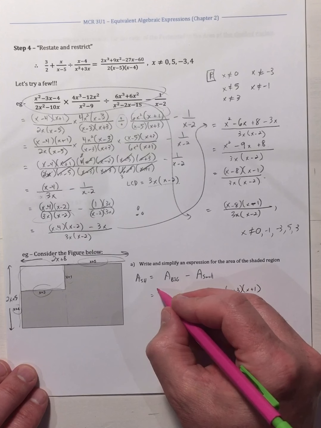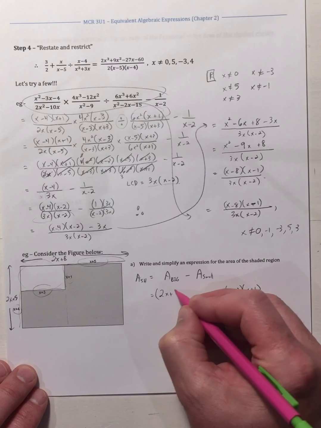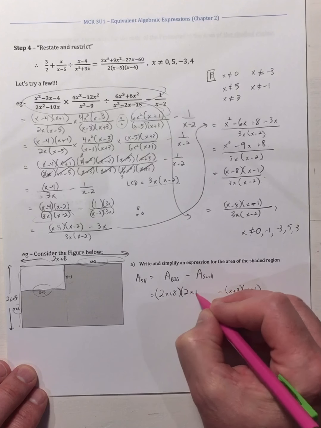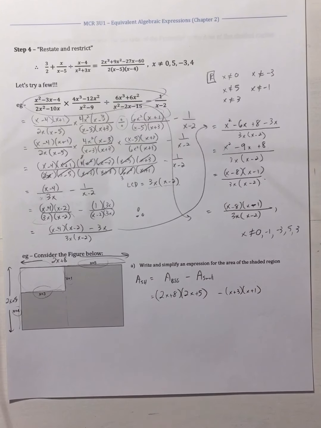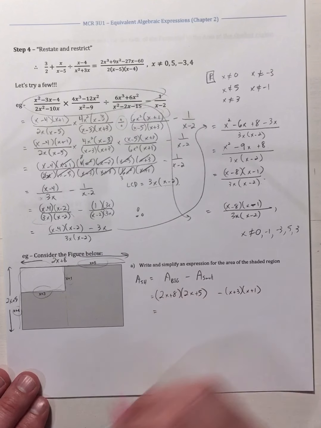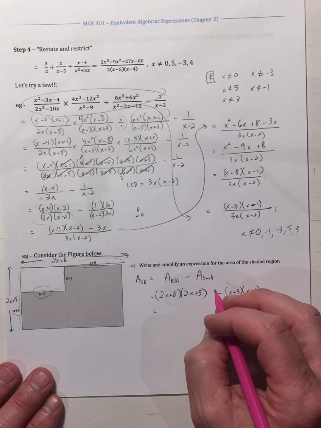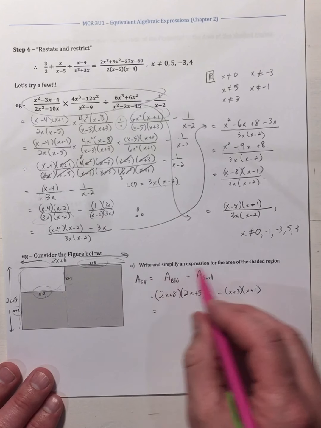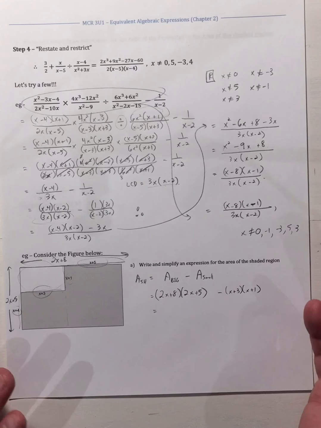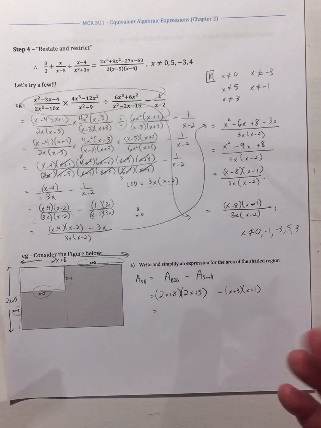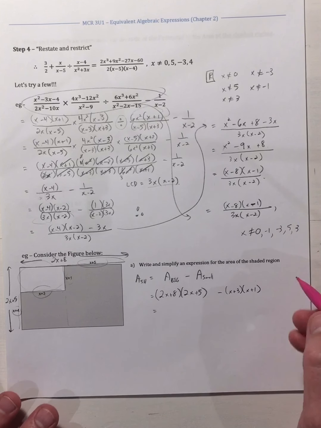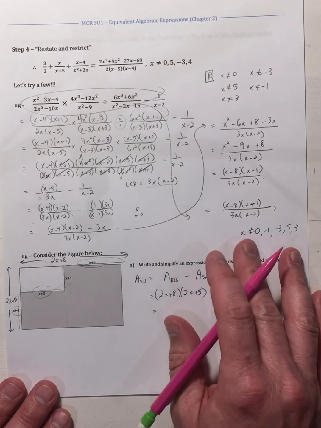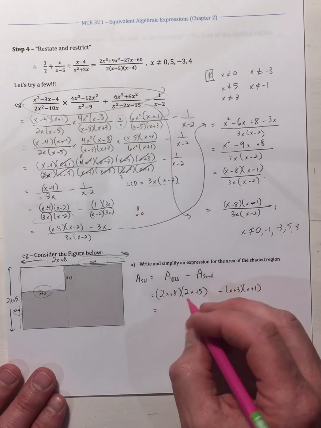And so the area of my big rectangle is going to be 2x plus 8 times 2x plus 5. So we figure out the area of the big rectangle, and then we expand this out. The question just says write and simplify an expression, so we should expand it and collect like terms. It doesn't necessarily mean that we have to factor it. It's not a rational expression, just an expression. This is more of a question from 2.1 or 2.2 or something like that.